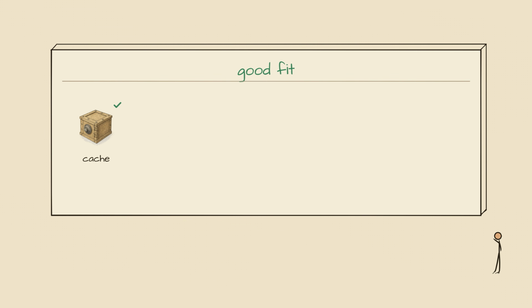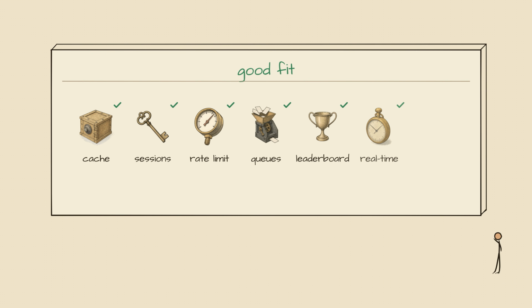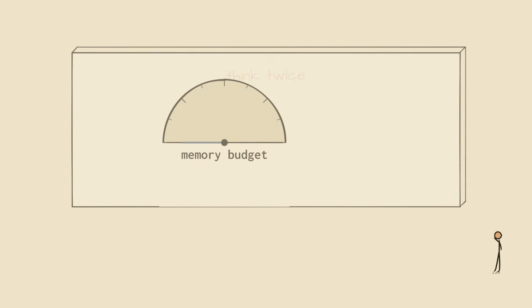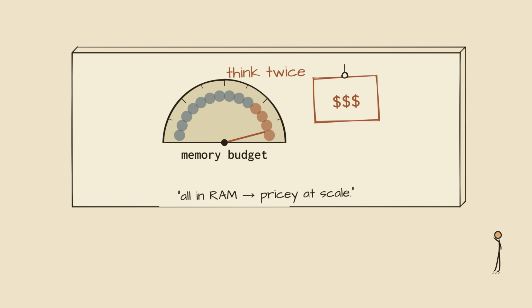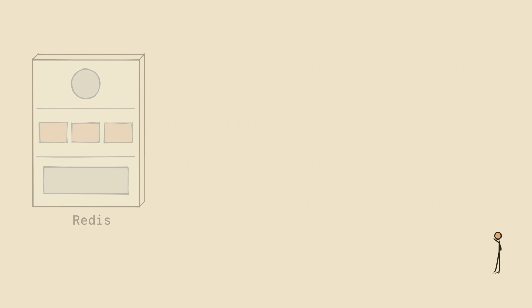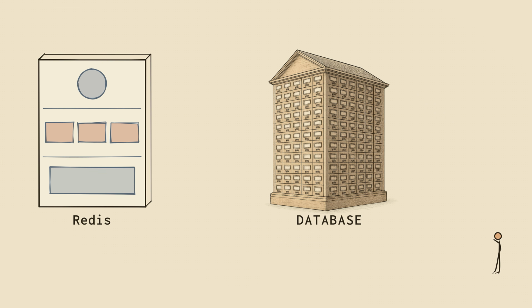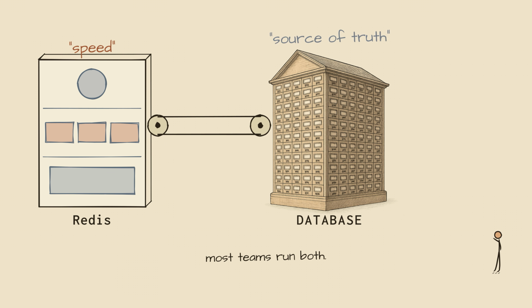It's great for caching, sessions, rate limiting, queues, leaderboards, real-time features, and messaging. Anywhere speed matters most. But it has limits too. Everything lives in RAM, so a huge dataset gets expensive fast. If your data is deeply relational, lots of joins, complex queries, strict integrity rules, a traditional database is still the better fit. And while Redis can be a durable primary store, most teams run it alongside their main database, Redis for speed, the database as the source of truth.